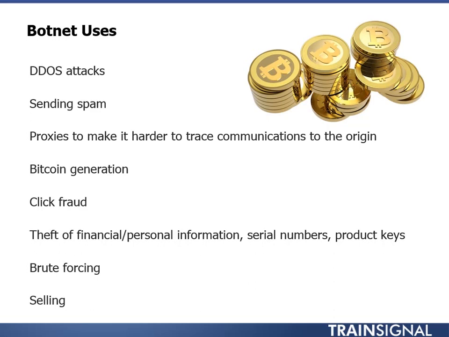Because botnets have access to the personal computer that they're running on, they can also use more common techniques, such as simply stealing financial information or serial numbers or product keys, credit card information, all of the other techniques that might be used by different types of malware. Botnets are also used for brute forcing. So if there's some piece of encrypted information that needs to be decrypted, well, modern computing power couldn't do that. But if you send it out to 20,000 computers, it can be done in a tangible amount of time.